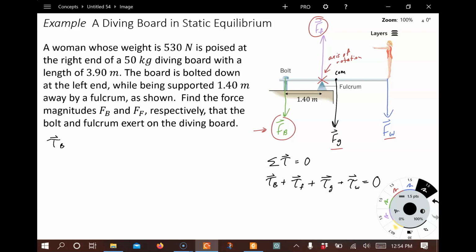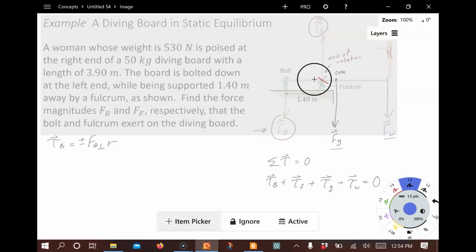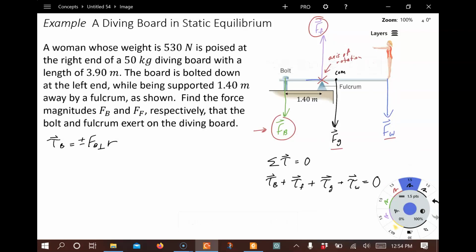And we can write down the bolt first. Remember the general equation for torque: plus or minus the radius times the perpendicular component of that force, to the radius. In this case, we're always going to measure the distance from the axis of rotation straight out to the point where the force is applied. So that's the radius for the bolt there. And we can write this down.